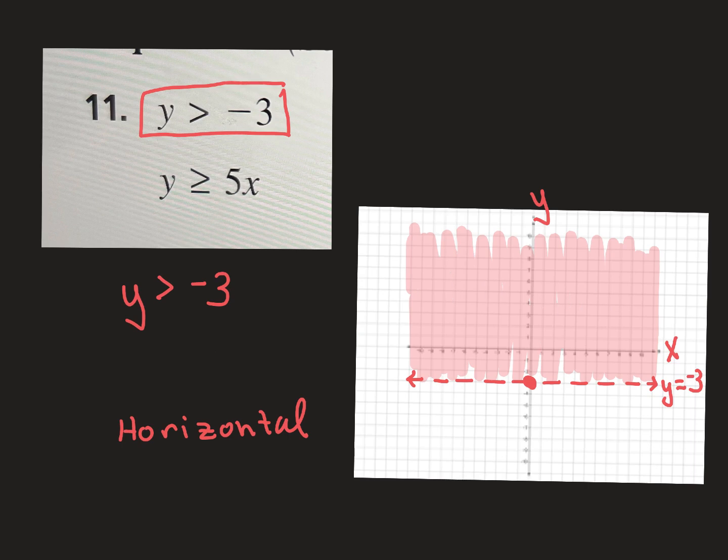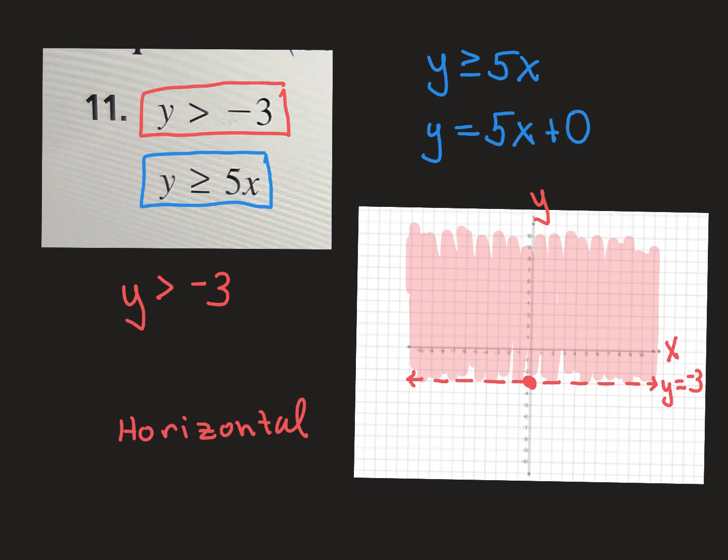However, there's two. So now we got to do y is greater than or equal to 5x. So if we're doing y is greater than or equal to 5x, remember for a hot second, I just ignore the inequality and I'm going to graph the line y equals 5x. To put that as a linear equation, it's y equals 5x plus nothing.